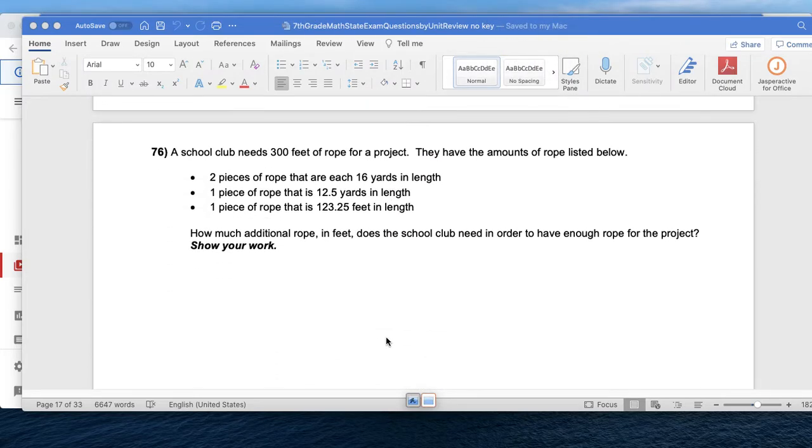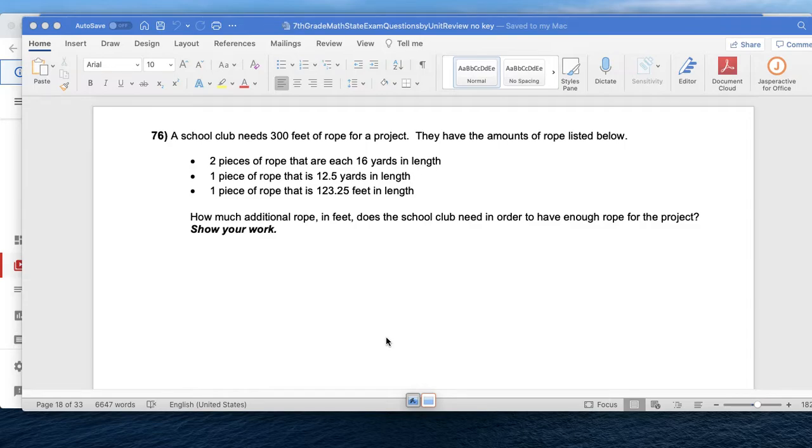76. A club needs 300 feet of rope. Okay, 2 pieces of rope that have 16 yards in length. 1 piece of rope that is 12.5 yards in length. Okay. 1 piece of rope that is 123.25 feet in length. How much additional roping feet does the school club need in order to have enough? So they need 300 feet in total.